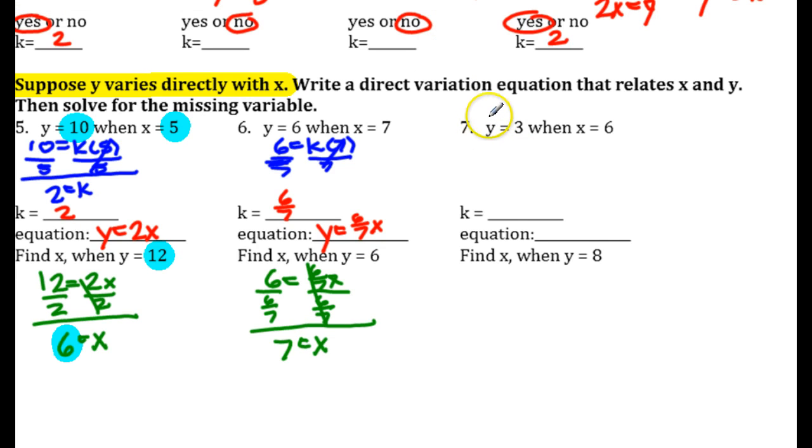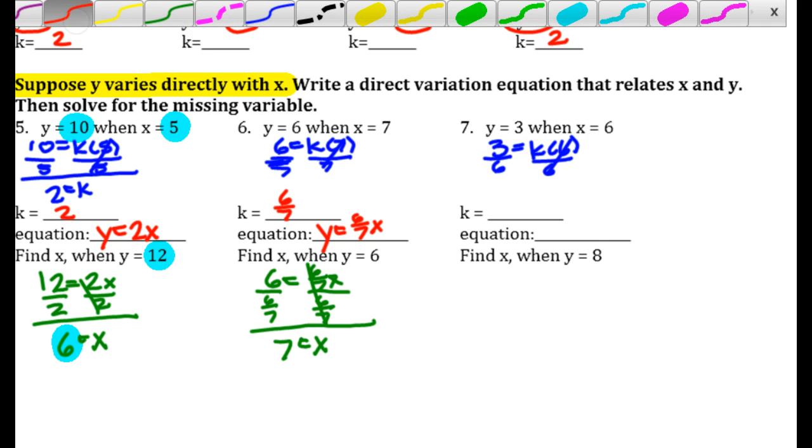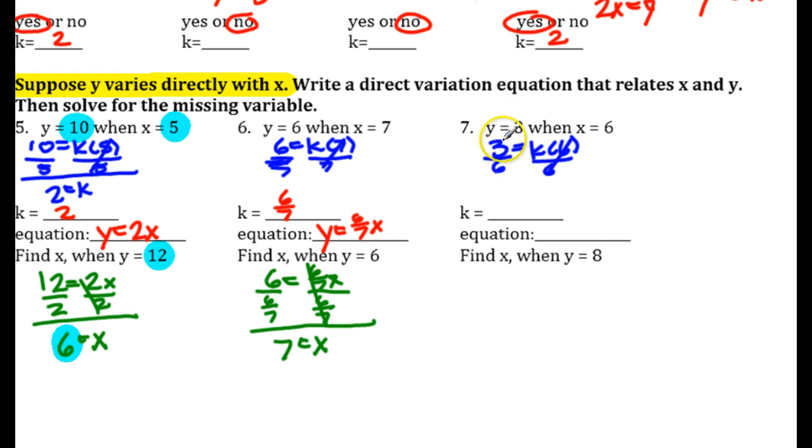So now we're looking at if y equals 3 when x equals 6. So we're going to plug those in. Y equals k times x. And now we're going to divide by 6. And the 6's are gone. If I take that 3 over 6, remember, always simplify your fractions.